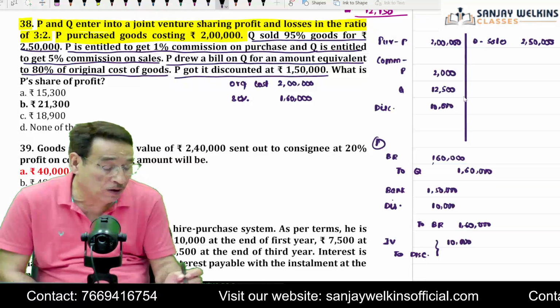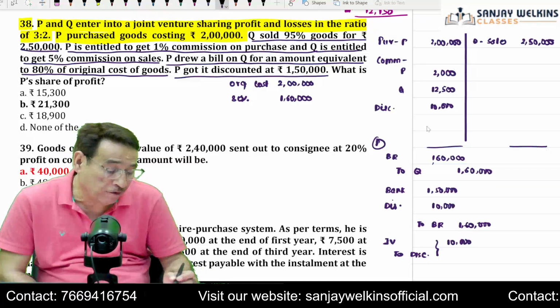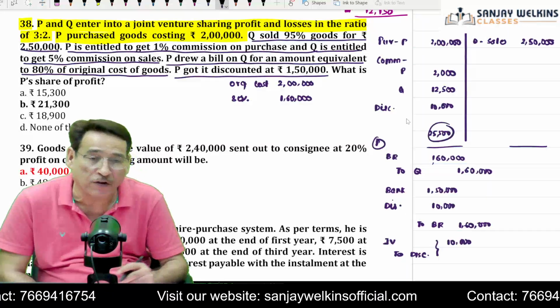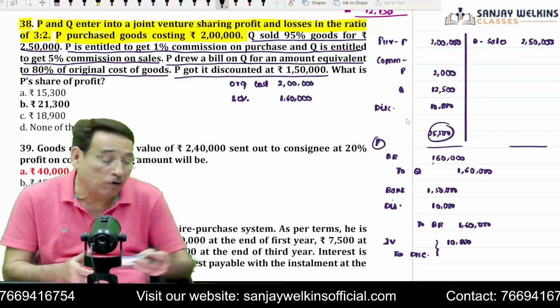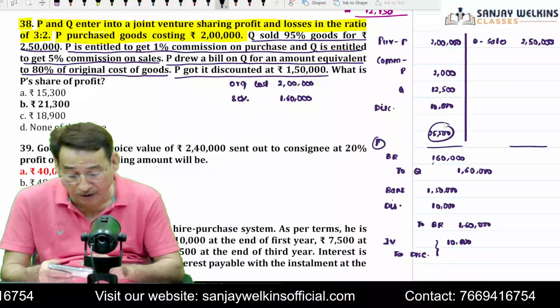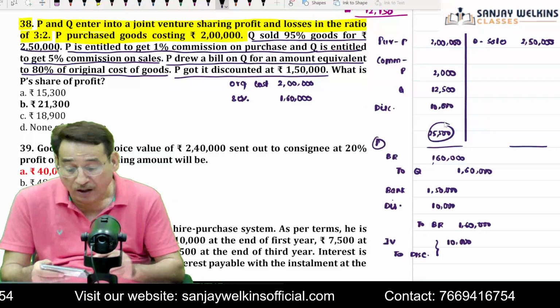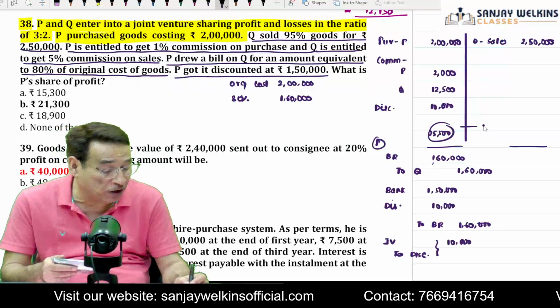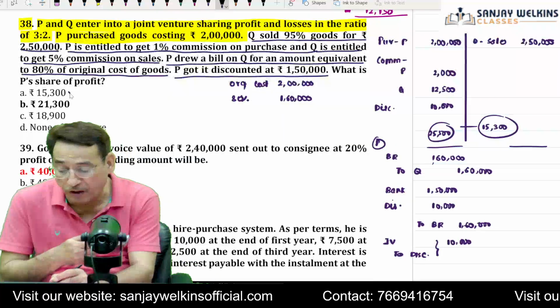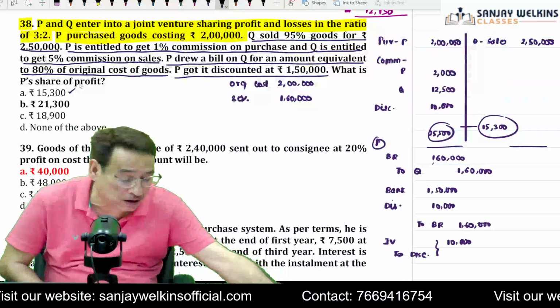Now we are going to compute the total profits. If I compute the total profits, it will be equal to 25,500. The question is asking, what is the share of profit of P? So 25,500 into 3 divided by 5, that is 15,300, will be the share of P, 3/5. So 15,300 will be your answer. Is it clear to you or not?